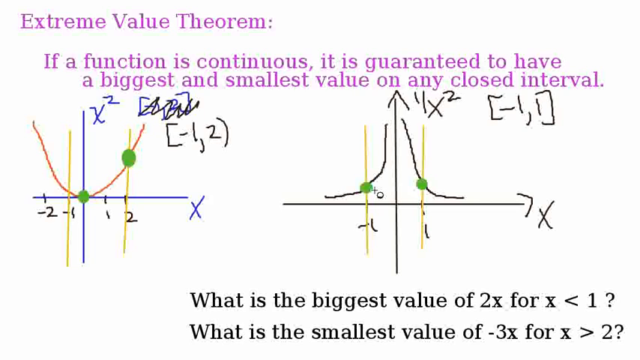Because it's not continuous. It has to be continuous for every point in the interval. And this one fails at the single point with x equal to 0. All right, that's the extreme value theorem. Now let me talk about the intermediate value theorem.